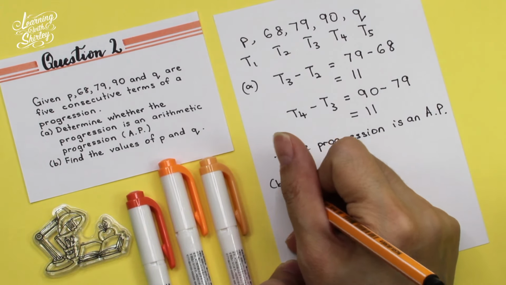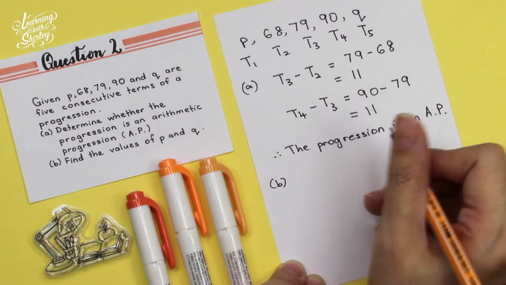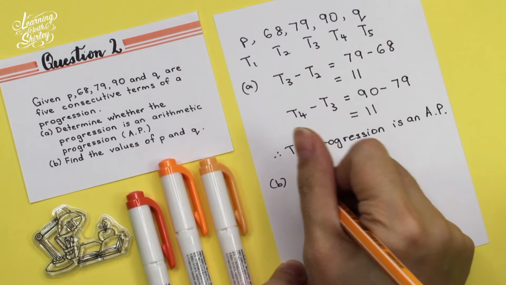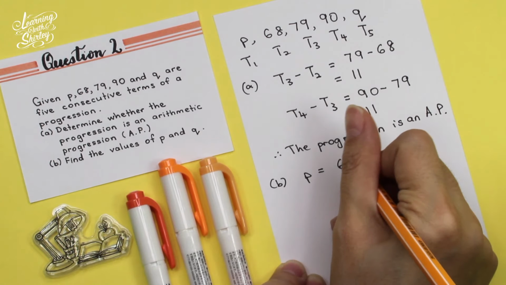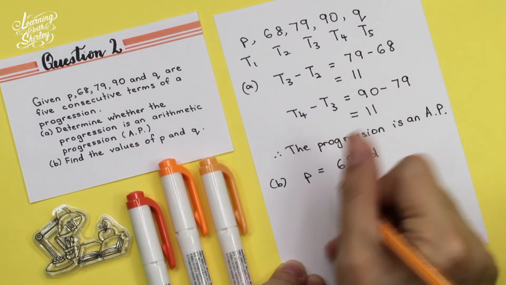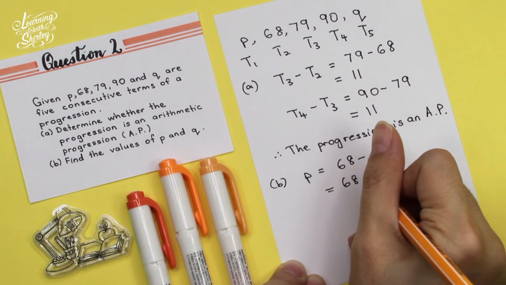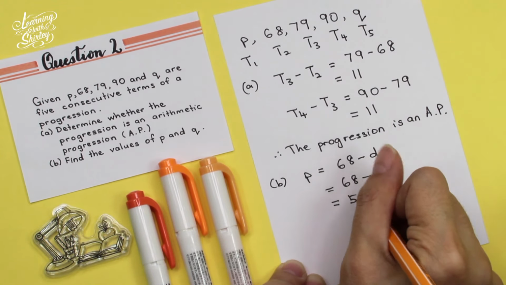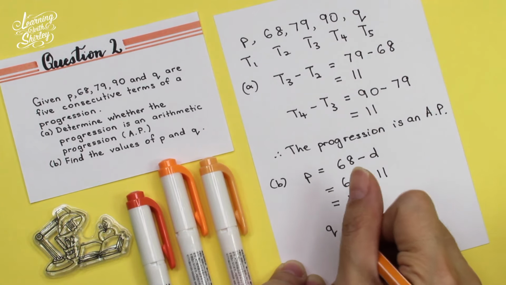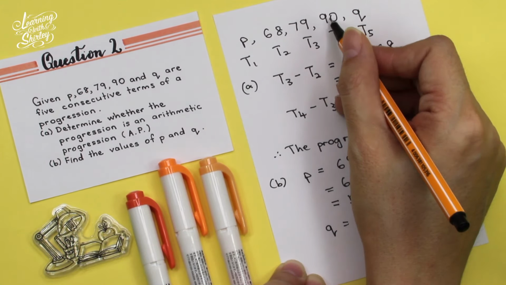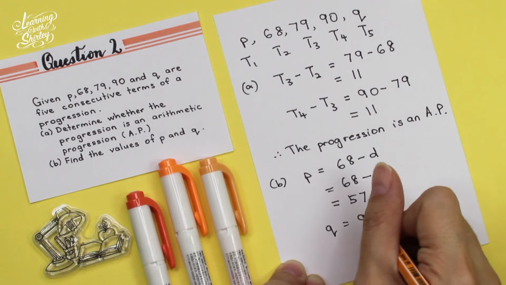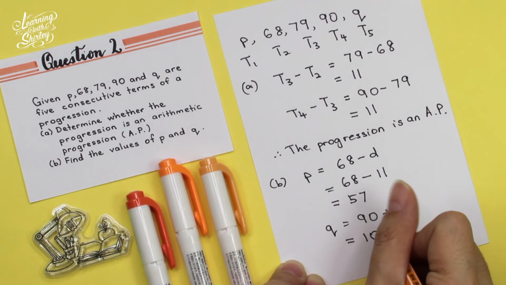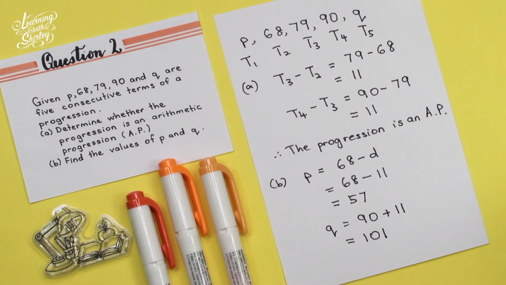Okay, to solve B, find the values of P and Q. So to find P, we're going to use 68 minus D. So P equals to 68 minus D. So it'll be 68 minus 11, which is 57. To find Q, we're going to use 90 plus D. So 90 plus 11, which is 101. Okay, so this is the answer.